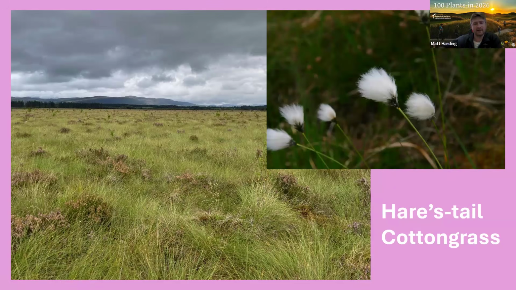long, wiry, triangular leaves in cross-section. And the flowers here are unmistakable. A single flower head on the end of the stem, with these wonderful white fluffy hairs coming off the top, making the hare's tail. If it has more than one fluffy pom-pom at the end of the stem, then it won't be this species. It'll be a different species of cottongrass, probably the common cottongrass.